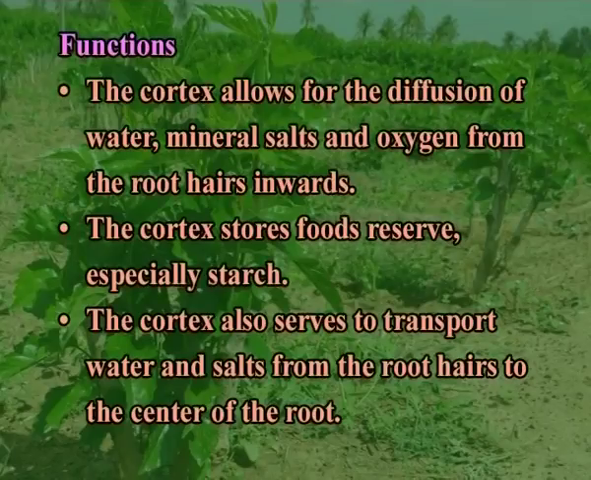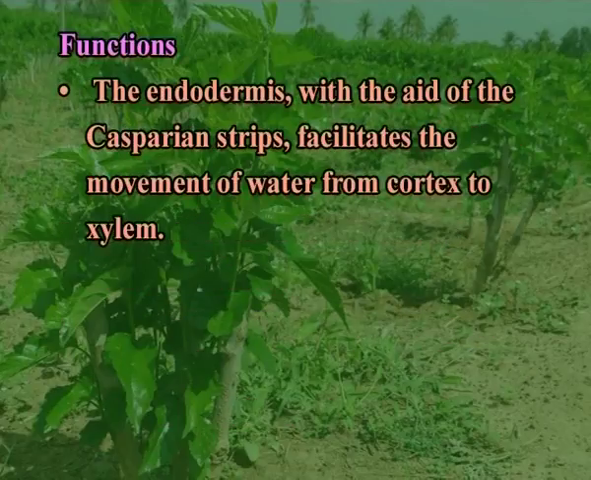Functions. The cortex allows for the diffusion of water, mineral salts and oxygen in the root. In addition, the cortex stores food, especially starch. The cortex also serves to transport the water and salts from the root hairs to the center of the root. The endodermis, with the aid of the Casparian strips, facilitates the movement of water from the cortex to the xylem.